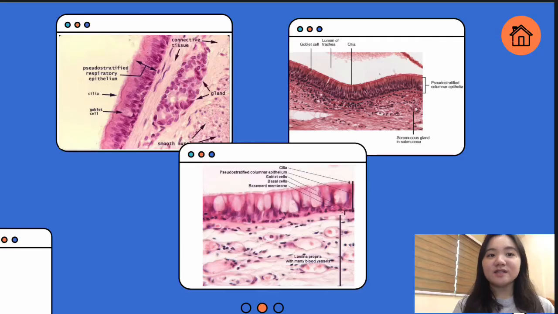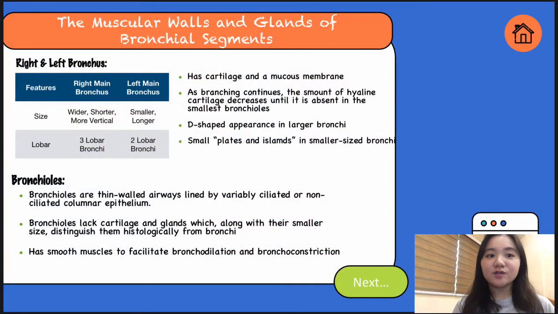Now let's compare the sizes, presence or absence of cartilage, muscular walls, and glands of the bronchial segments. Bronchioles are thin-walled airways lined by a variably ciliated or non-ciliated columnar epithelium. Bronchioles lack cartilage and glands which, along with their smaller size, distinguish them histologically from bronchi. The right main bronchus is wider, shorter, and more vertical, while the left main bronchus is smaller in size, but it is longer in length. The left main bronchus has two lobar bronchi, while the right has three.